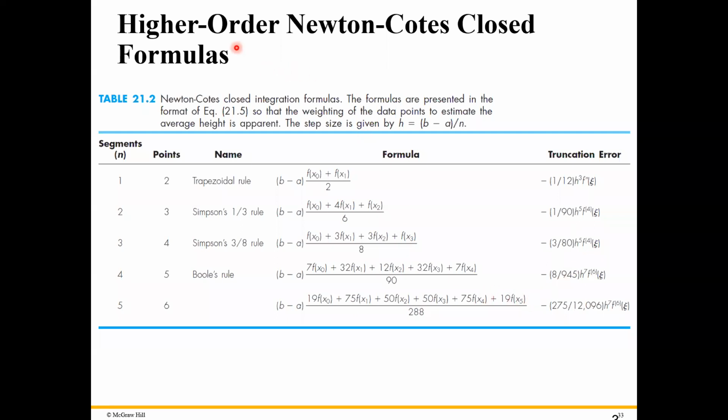All of these rules are called the Newton-Cotes closed integration formulas. So the family of these rules is called the Newton-Cotes closed formulas. These formulas are presented in this format so that the weighting factor of the data points used to estimate the average height is apparent. The step size in all of these cases is given by h, which is b minus a over n. So we have looked at examples of the trapezoidal rule and the 2 types of the Simpson's rule today.